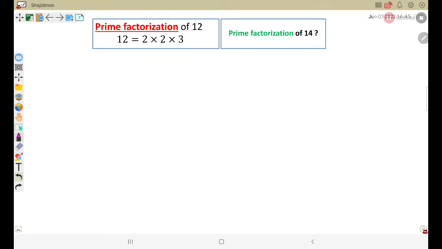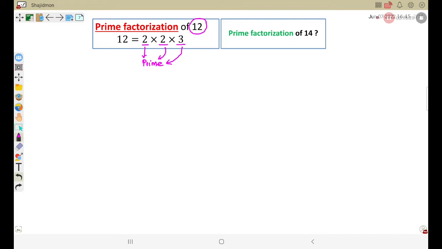Prime factorization of a number. That means if you are taking any integer, we can factorize that number in terms of prime numbers. See, 12 equals 2 multiply 2 multiply 3, correct? 2 is a prime number, this again 2 is a prime number, 3 is also a prime number. So if you are taking any number, we can write that number as a multiple of prime numbers. This is what we call prime factorization.